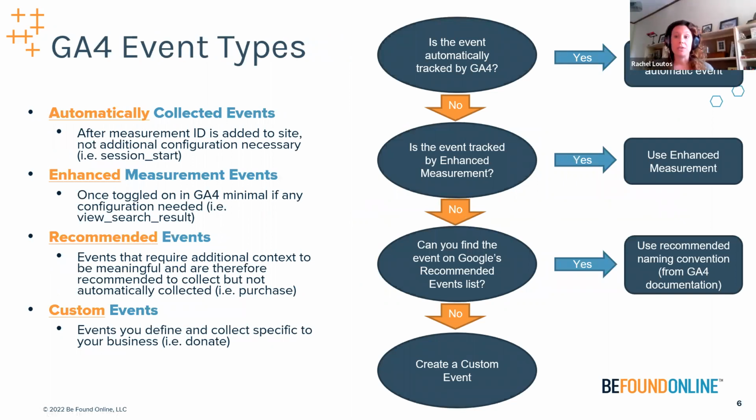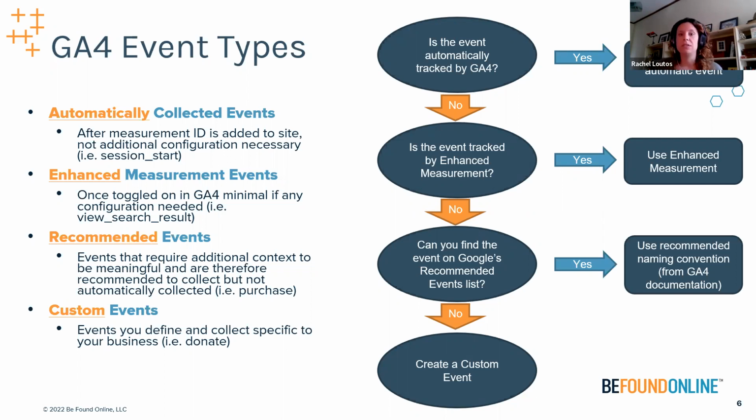Cool. Okay, so before we get into the differences, I just wanted to quickly review the GA4 event types. So there's 4 different event types that GA4 has: automatic, enhanced, recommended, and custom. And you're going to want to work through these in this order. So automatic. This one's really easy because, again, as soon as you add your measurement ID to your website, these events are automatically created for you or collected for you.